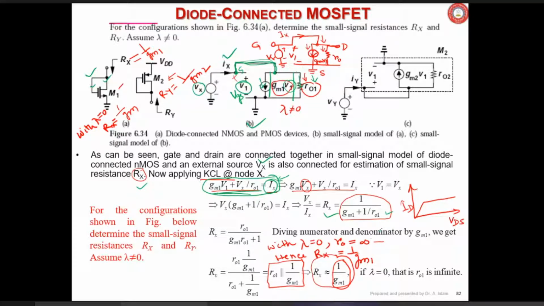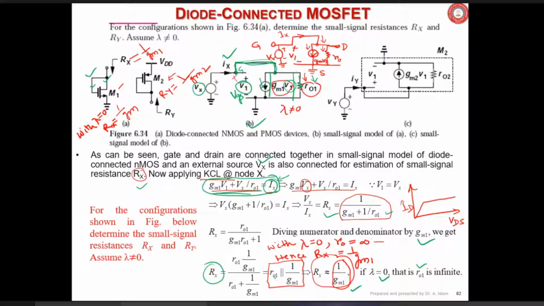I have done this elaborately. It is not given in the book. None of this expanded equation will you find in the book. So dividing the numerator and denominator by Gm, we get this. So Rx is going to be ultimately 1 upon Gm1 if lambda equals 0, that is, Rho is infinite. Is it understandable now?